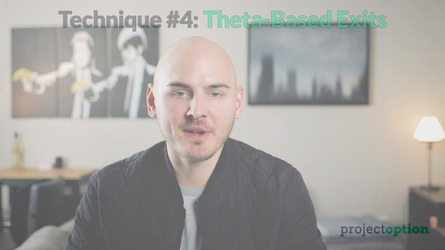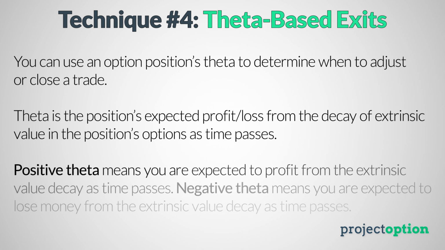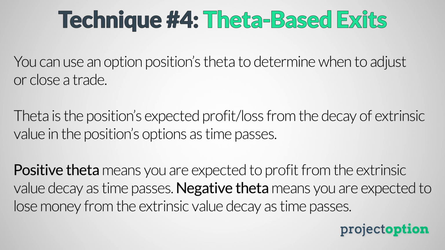The fourth trade management technique is to use theta to determine when to exit an option position. If you're not familiar with theta, theta tells you how much your option position is expected to decay on a daily basis. If you are selling options, theta will be presented as a positive number because as the option position loses extrinsic value through the passage of time, the decrease in that option position generates profits for you as an option seller, which is why theta is presented as a positive number.